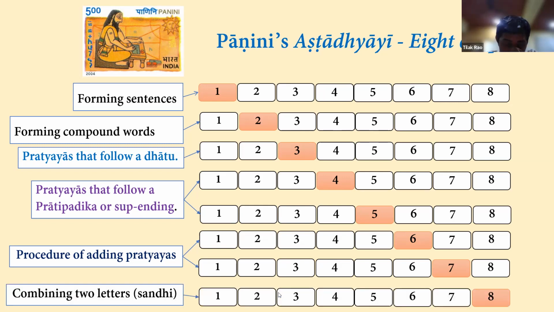And the last chapter is mainly about combining two letters. What are the changes when two letters come together? For example, Deva Alaya.